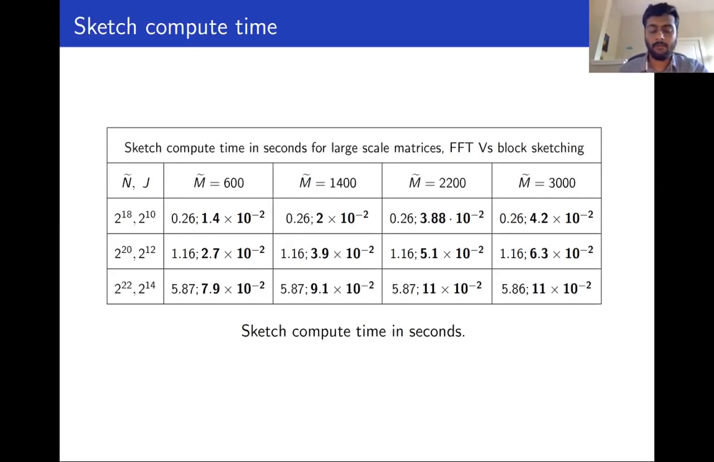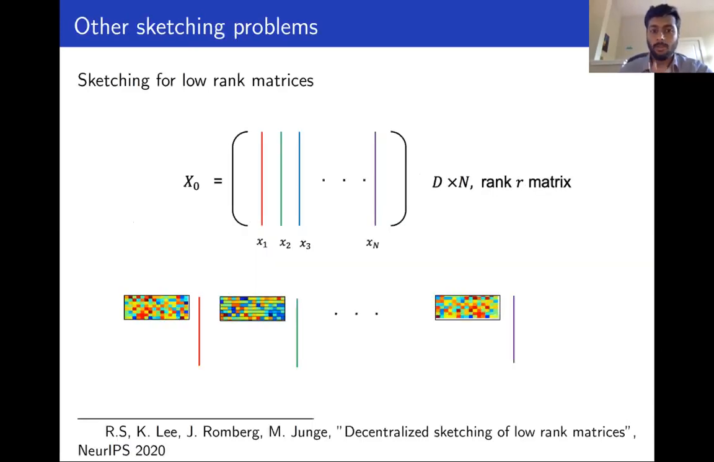In the next maybe 10-15 seconds, I'd just like to point out two other sketching problems that I have worked on, and would be very happy to talk about those also. Another problem where this block diagonal structure comes into play is if we have a low rank matrix that we want to sketch and recreate at a later point of time. We can sketch each of these columns down to smaller dimensions. And we have a method in this paper that I've mentioned at the bottom, where we can recover this low rank matrix from these column-wise sketches.